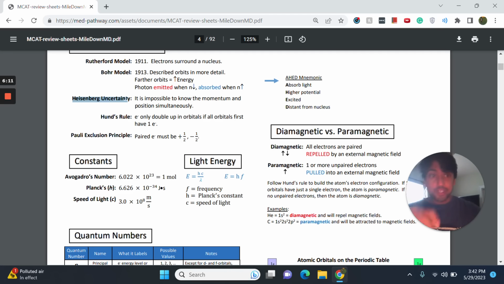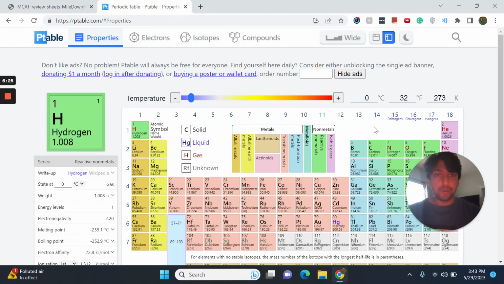Okay, Hund's rule, and I'm going to open up the periodic table again. Let's say we take something like nitrogen. Nitrogen has two electrons in 1s, two electrons in 2s, and then 3 electrons in 2p. We'll get through this a little bit later, but just stick with me. So we know that there's 3 electrons in the 2p orbital. And what Hund's rule says is that all 3 of the electrons are not going to be in the same space.